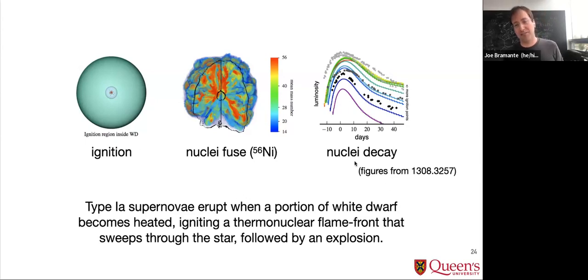And here, this is just a paper from 2013 that did some simulations and showed the development of the nuclear burning flame front that swept through the star before it exploded. They looked at a bunch of different models for ignition points and white dwarf compositions to try to model a variety of light curves that have been seen.